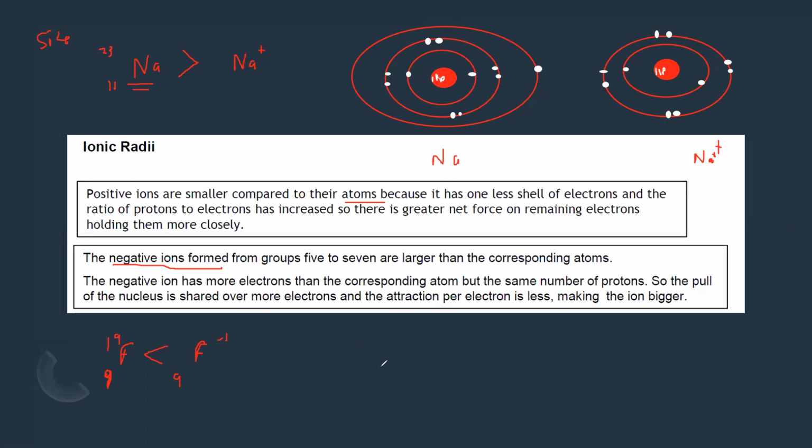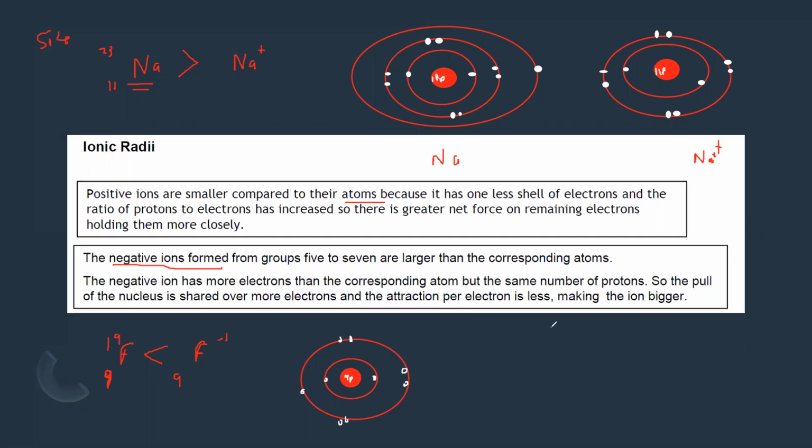Because when you draw the structure, the first shell will have 2 electrons, the second shell will have 7 electrons. So there are 9 protons in the nucleus. First shell 2, second shell 7. So there are 7 electrons in the second shell which experience attraction from the 9 protons inside the nucleus.